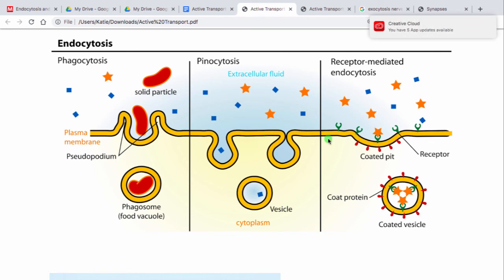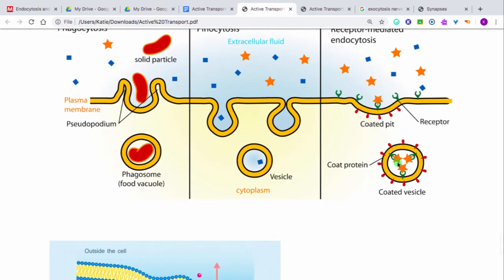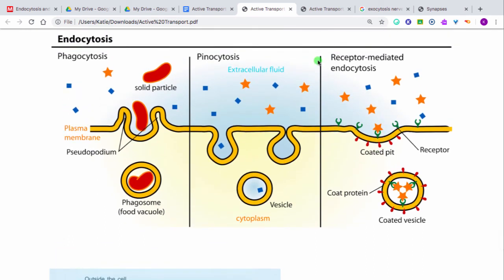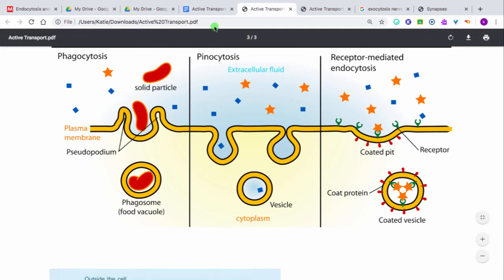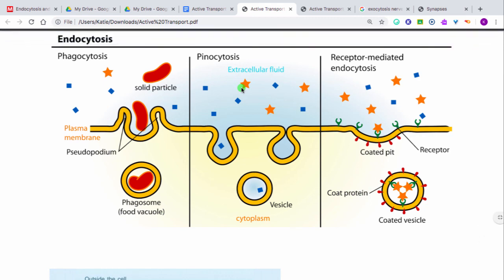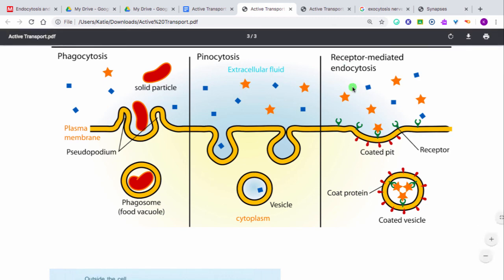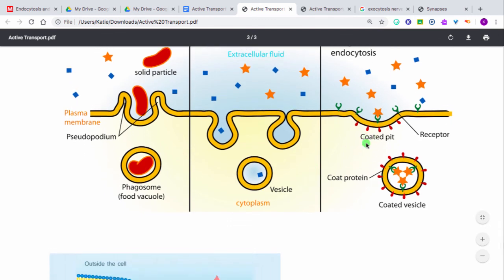That's pinocytosis. And what I like about this one is it shows that receptor-mediated endocytosis is specific to this star, where the star could be cholesterol or a particular protein or a neurotransmitter, whatever it happens to be. But notice that this little wrench, this receptor, is not going to be attached to the square. It's going to be specific to that. And again, remember that's how cholesterol is brought in. So phagocytosis: eating large solid particles. Pinocytosis: drinking fluid, stuff that's dissolved in fluid. And receptor-mediated endocytosis is for things like cholesterol that are brought in through a specific receptor.